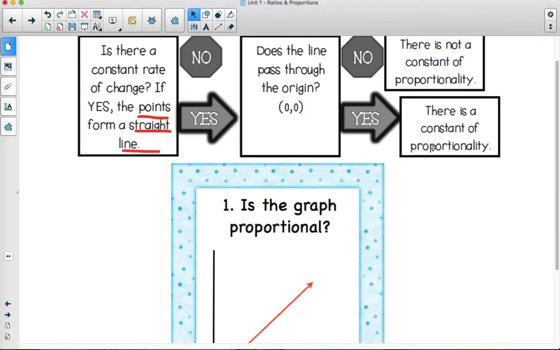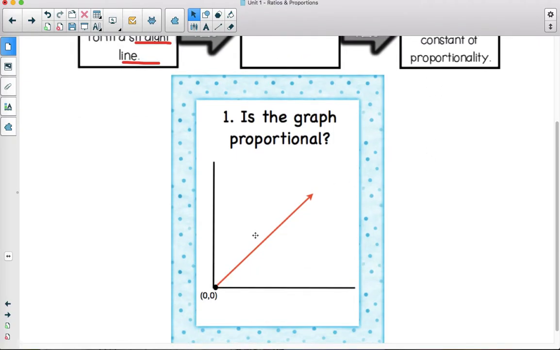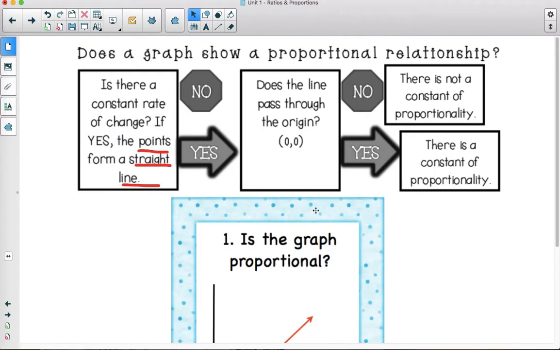So we haven't done the hard work yet. We're just looking at this to decide if there's even going to be a constant of proportionality. So in this example number 1, there is a constant of proportionality because it meets the criteria. If ever you answer no to any of these questions, if you're saying, hey, that's not a straight line, then there's not going to be a constant of proportionality and you're not going to have to do all the math that goes with it.